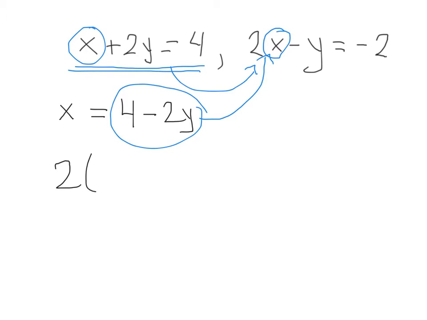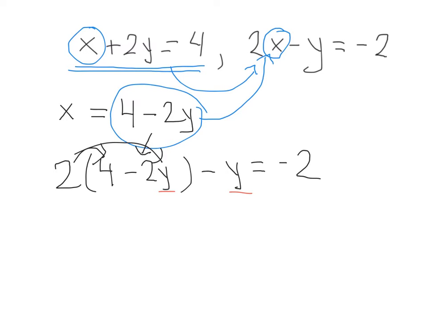2 times x, only instead of x, I use what x was equal to from the first line. So 4 minus 2y replaces x. And then the rest of the line, minus y equals negative 2. And now you'll notice that we went from a linear equation in two variables to a linear equation with just the variable y, which we can now solve using our techniques from section 1. So let's multiply through the brackets. We'll have 8 minus 4y, then minus another y equals negative 2.